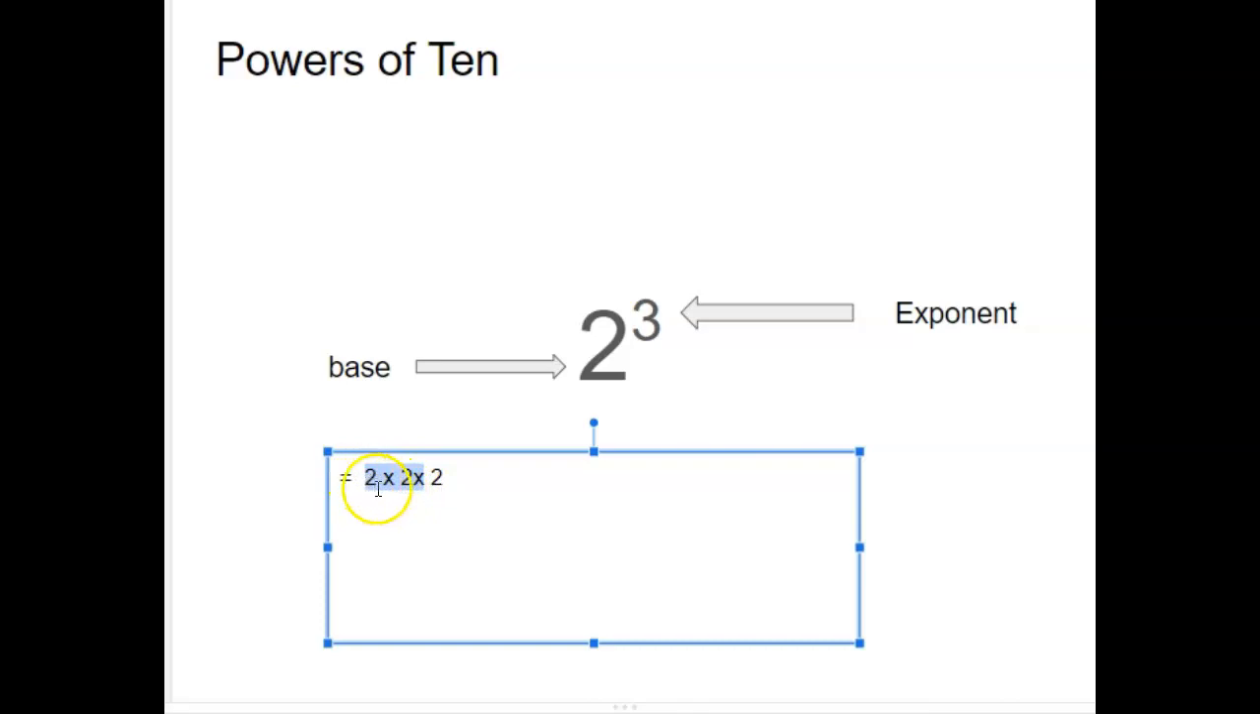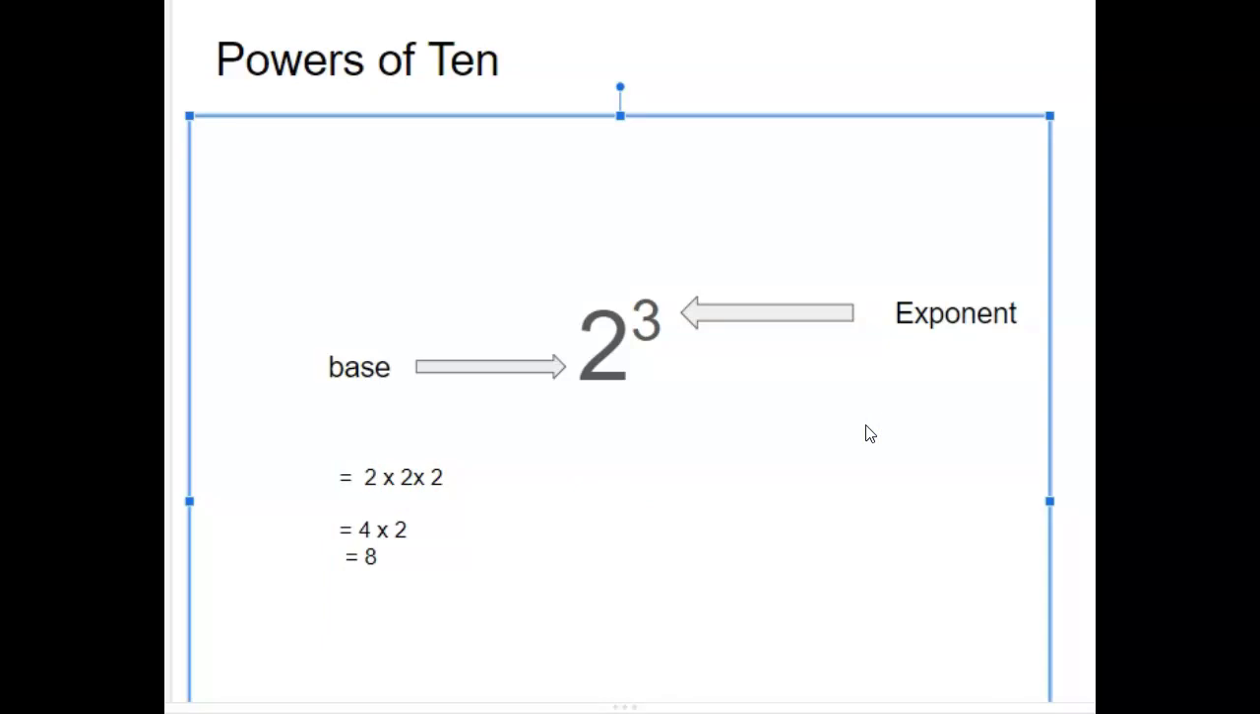You can do it in your head, or you can do one at a time. So 2 times 2 equals 4. So you could actually rewrite it so that you don't make any mistakes. 2 times 2 equals 4. And then multiply it by 2, so that would be equal to 8. So that's how we solve powers of 10, and that is pretty simple.